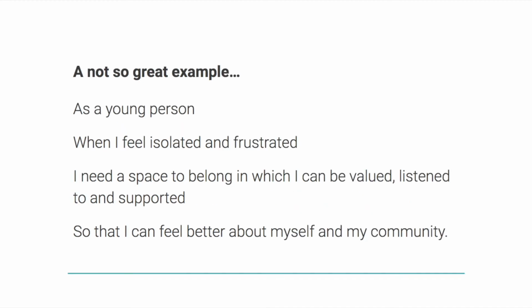So we've got here, as a young person, when I feel isolated and frustrated, I need a space to belong in which I can be valued, listened to, and supported so that I can feel better about myself and my community. So this one's an improvement because it's got right there as a young person, though sometimes participants notice that you could make that even more specific, perhaps ages or specific communities. But it starts to get complicated with this idea of feeling isolated and frustrated.